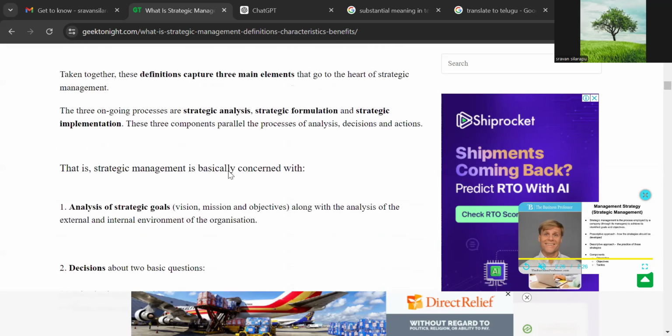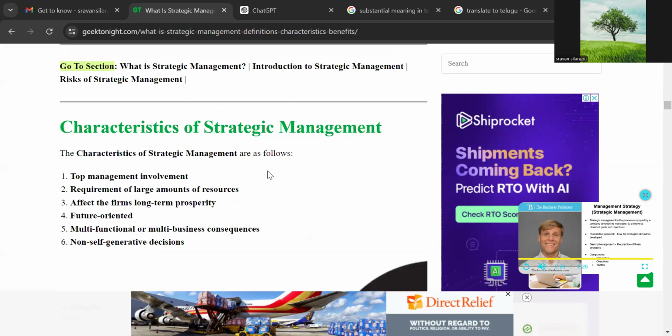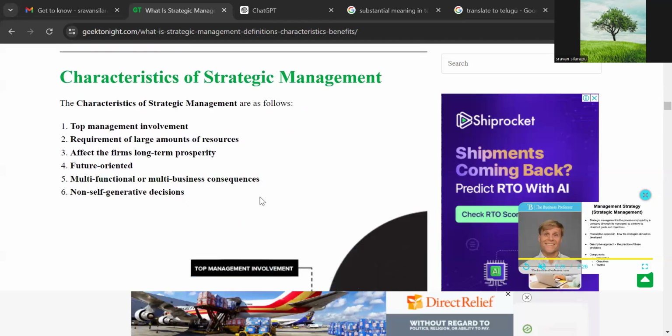Next, we discuss the characteristics of strategic management. The characteristics involve these points: top management involvement, requirement of a large amount of resources, effect on the firm's long-term prosperity, future-oriented, multifunctional or multi-business consequences, and non-self-generative decisions. First, we will discuss top management involvement.